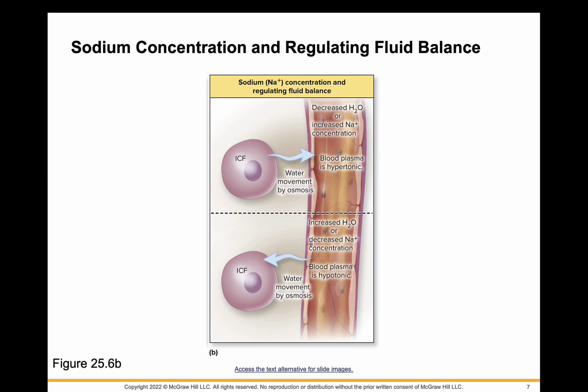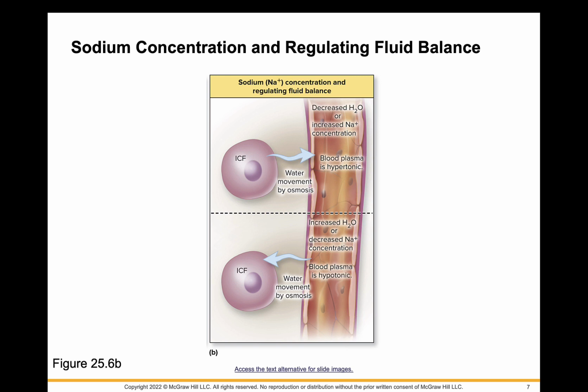Now here we're basically looking at what happens when we have abnormalities in plasma solute concentration, and really it's sodium. Here we're looking at what happens if we have decreased water or increased sodium concentration. Our plasma is now considered to be hypertonic, and there is an osmotic gradient here in which water will move from cells into plasma until equilibrium is reached.